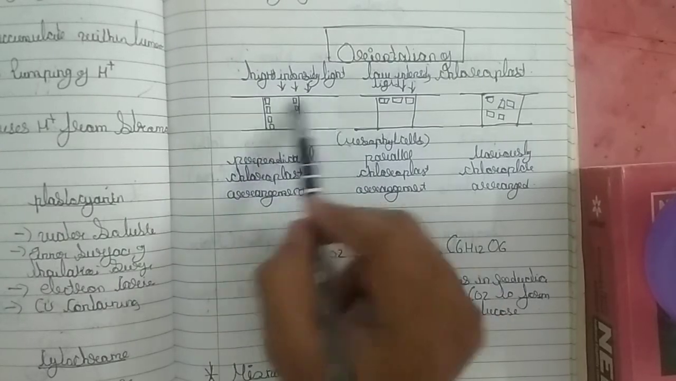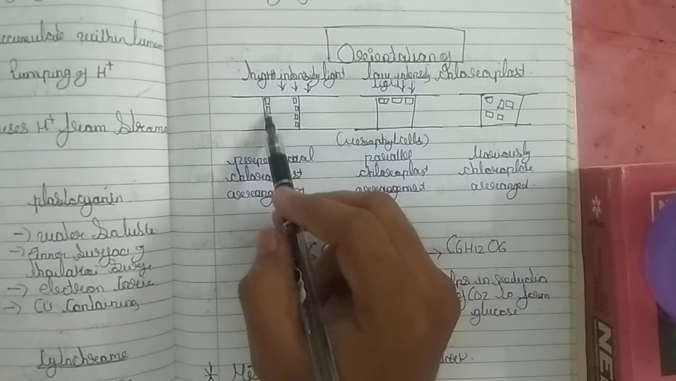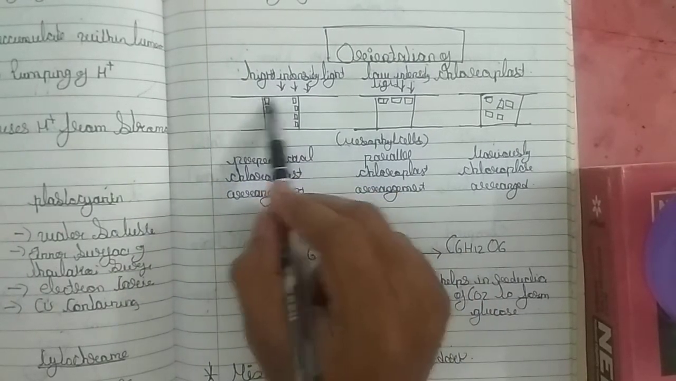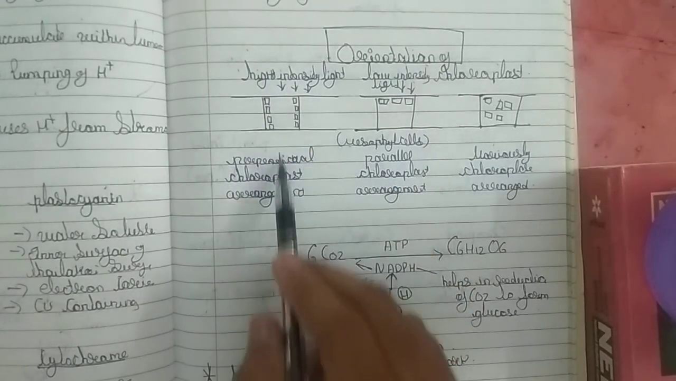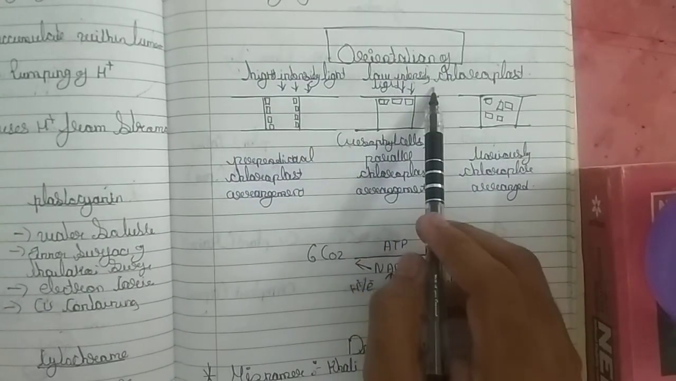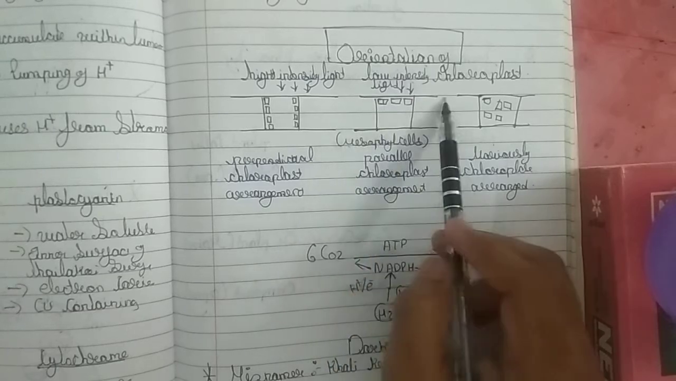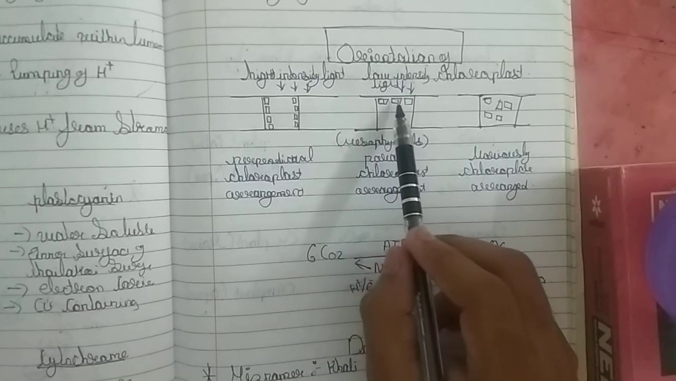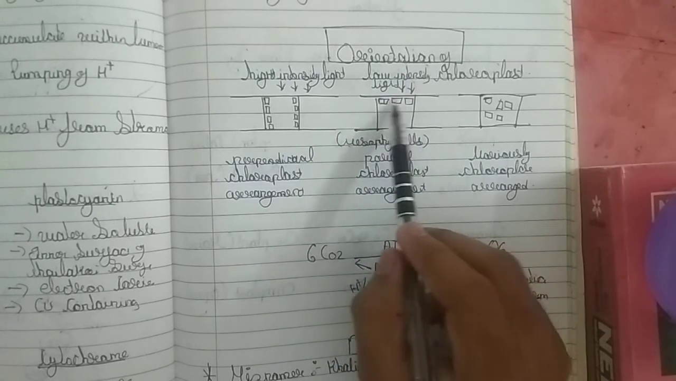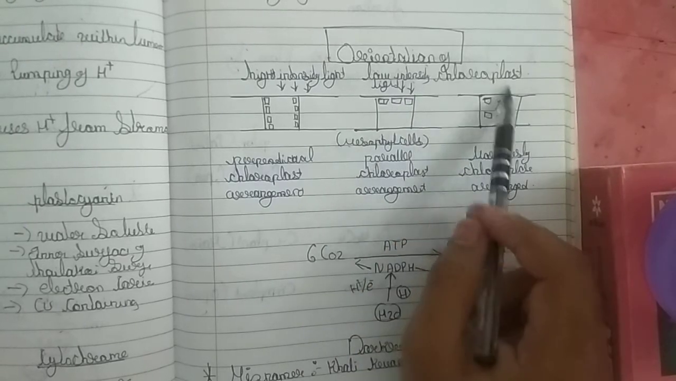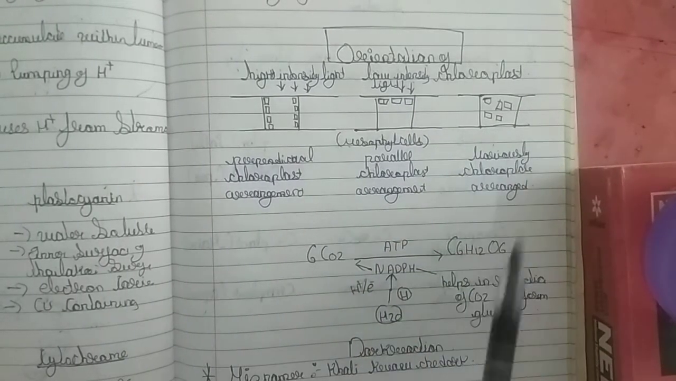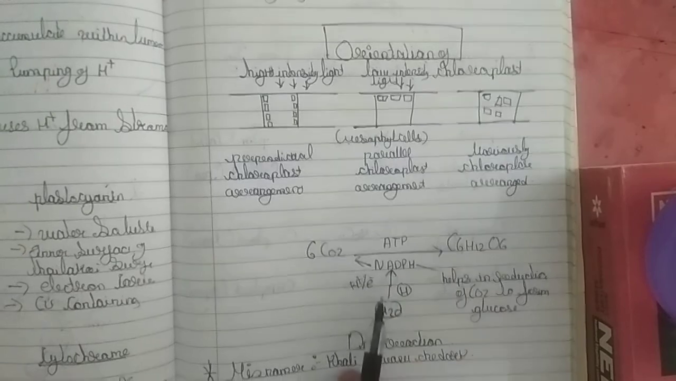Now, the orientation of the chloroplast: when the high intensity of light falls on the plants, they arrange perpendicular to the surface. It is a perpendicular arrangement. When the low intensity of light is incident on the plant, then they arrange themselves in a parallel form. So this is the reaction of photosynthesis.